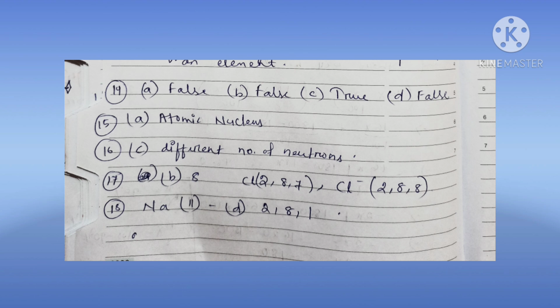And the last question, number 18. Which of the following is the correct electronic configuration of sodium? Sodium is having 11. So it will be 2, 8 and 1. The answer is D. And question number 19. You can also fill the table, okay, by seeing all the number of protons, electrons, etc.